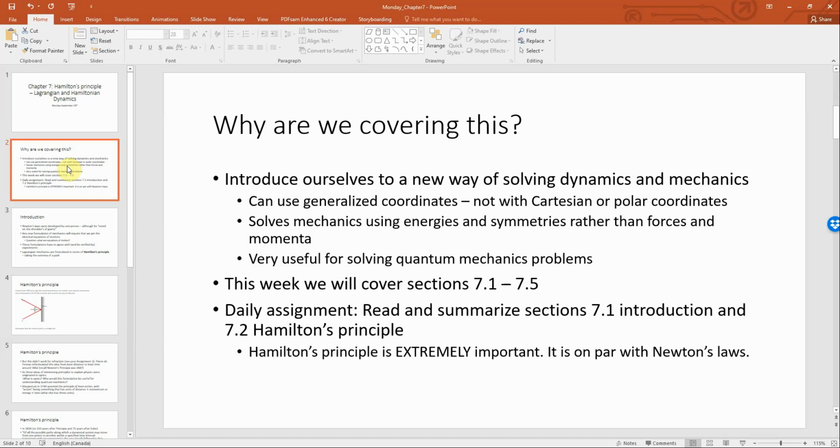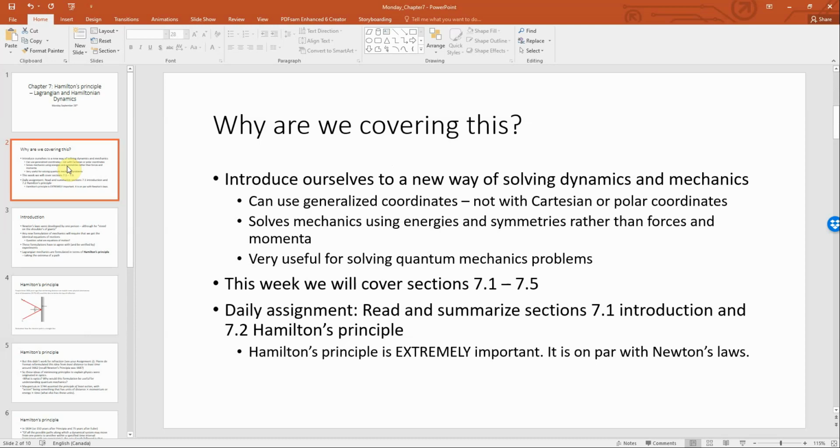Also, we end up setting up these equations of motion using energies, and as we get on later, we'll see that symmetries also play an important role, using energies and symmetries rather than forces and momenta. And it turns out that this is really important for solving quantum mechanics problems.